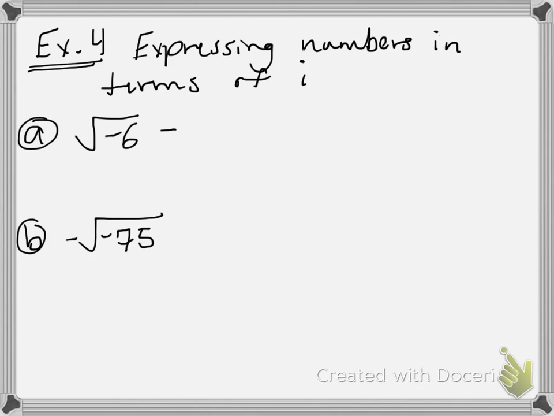Looking at letter A, we got the square root of negative 6, which we can break down into the square root of 6 times negative 1. The square root of 6 isn't perfect, so it stays under there, but the negative 1 becomes I, so I radical 6.